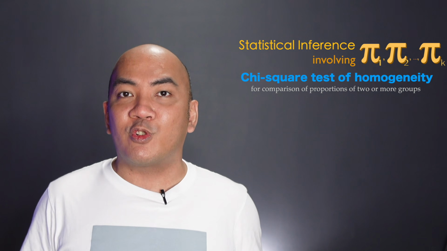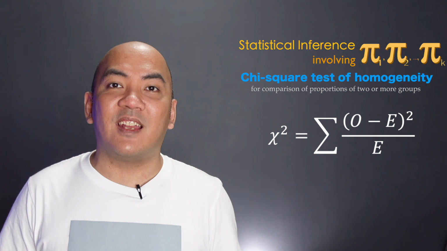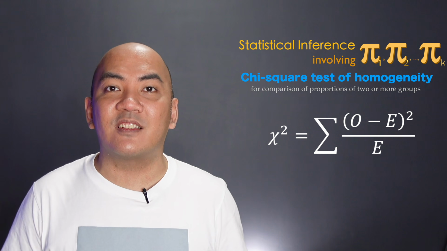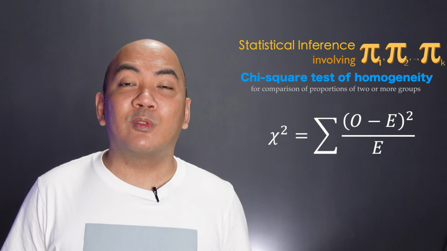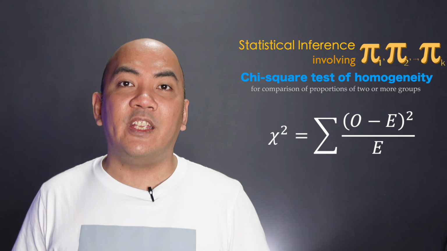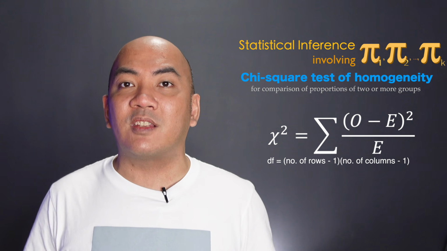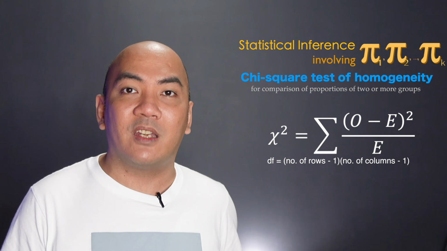And consider that the chi-square test statistic in the chi-square test of homogeneity is equal to the sum of the squares of O minus E all over E, in which the degrees of freedom is the number of rows minus 1 times the number of columns minus 1.